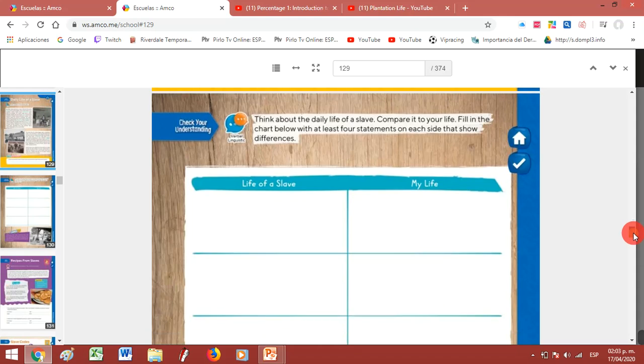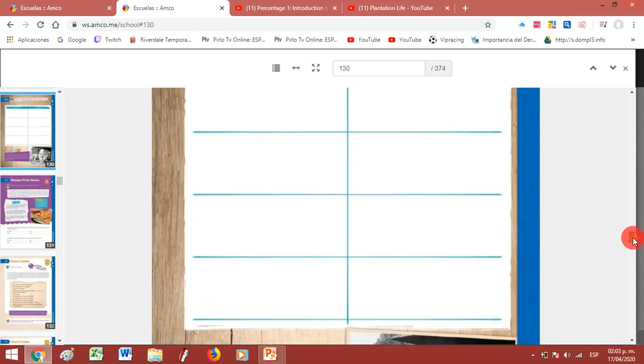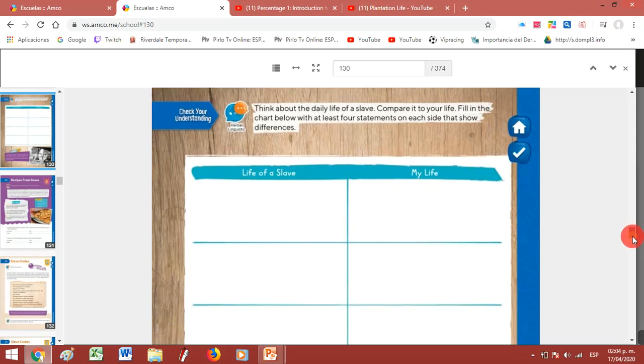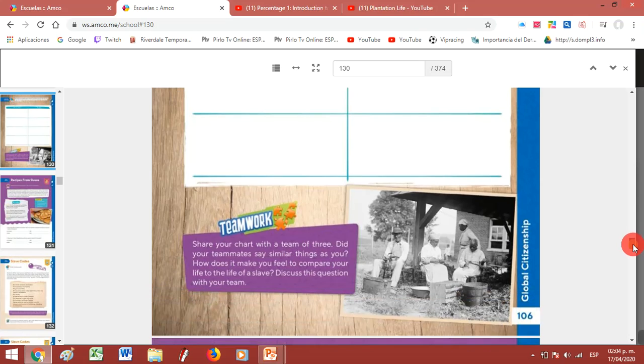Okay, let's go to page number 106 and the last activity that we have to do today. You're going to think about the daily life of a slave, and then you are going to compare it to your life, okay? You have to fill in the chart below with at least 4 statements on each side that show differences. What is the life of a slave, and then what is your life, and what are the differences? You have 4 spaces to make a sentence here. Okay, what is the difference?